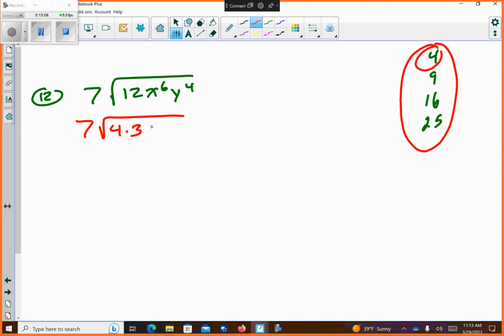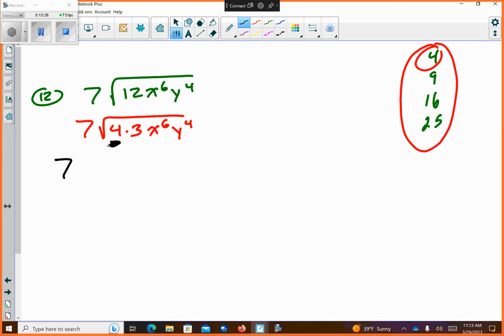Is x raised to the 6th power a perfect square? Yeah, it's an even number, therefore it's a perfect square. Is y to the 4th a perfect square? Yeah, it's also an even number. So I'm just trying to get the perfect squares all out. All right, so the 7 stays there.